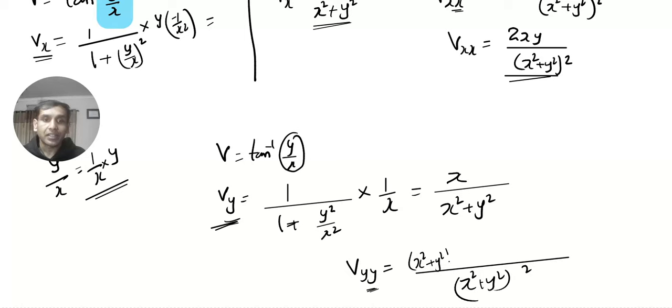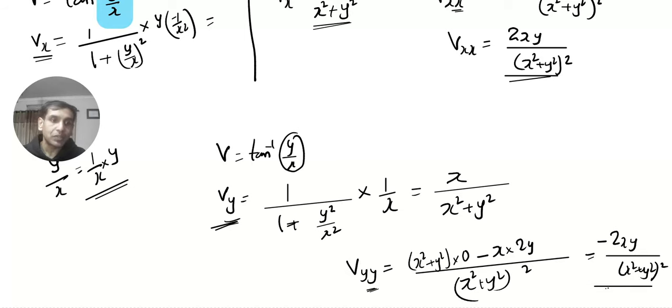Denominator multiplied by 0 minus numerator multiplied by 2y, and I got minus 2xy the whole divided by x square plus y square the whole square, and that makes me very happy because I proved that the sum is equal to 0.